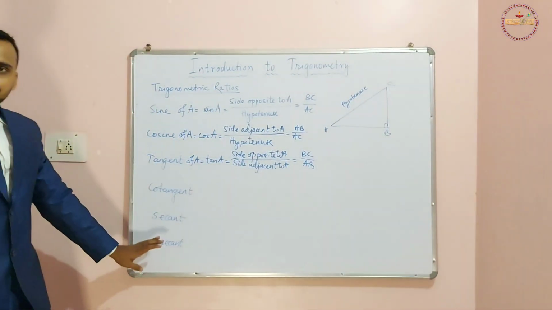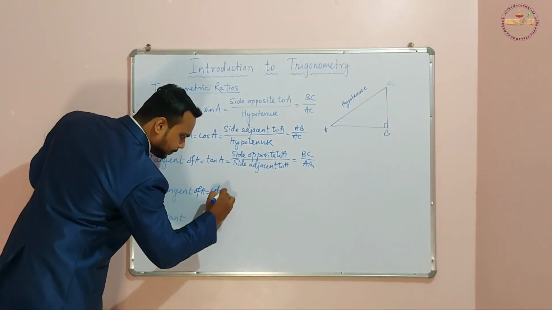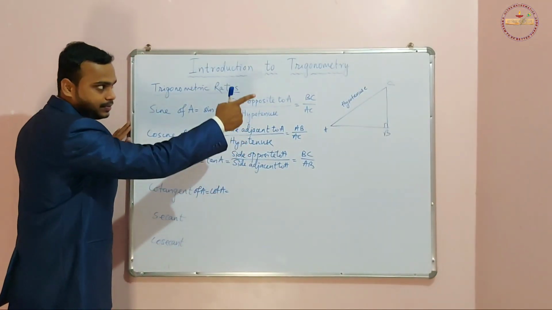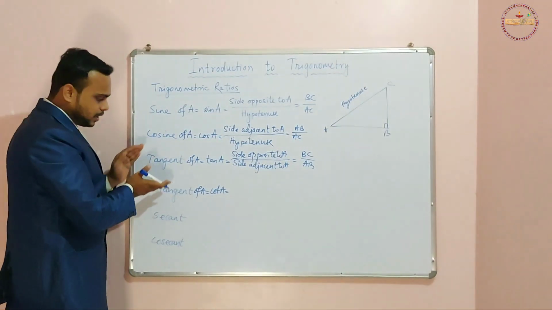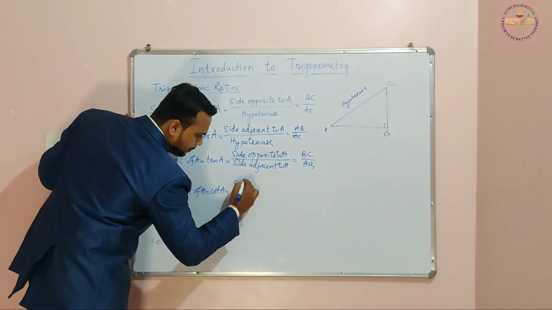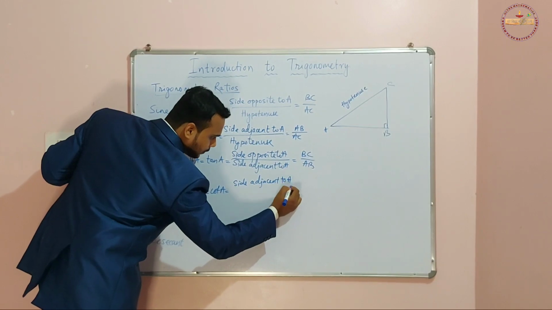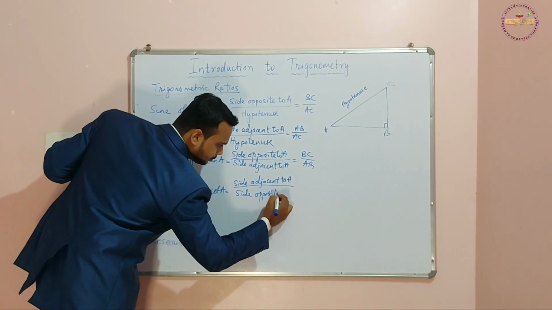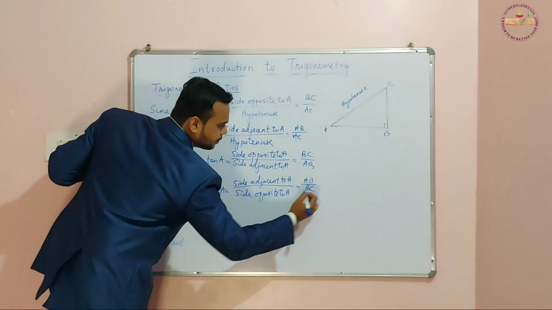Clear? Now cotangent of A is written as cot A. This is equal to side adjacent to this angle A divided by side opposite to this angle A. So it is exactly the reciprocal of tangent of A. Cot A is the reciprocal of tan A. So this is my AB divided by BC.